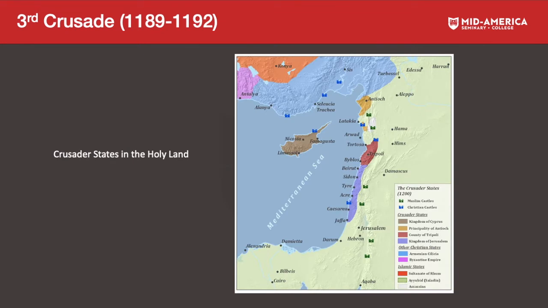major victory. Here's a map of the Crusader states in the Holy Land. So this is the strip of land that is given to the Europeans, and the little green that's a Muslim castle. The green ones, the blue ones are the Christian castles. So they set up some defenses here, and that would remain until the Muslims finally take over the entire Holy Land.